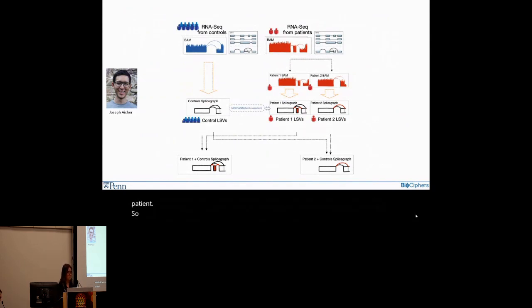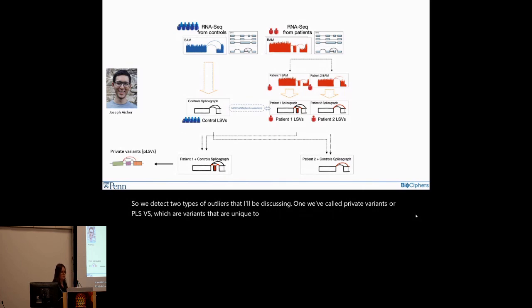So we detect two types of outliers that I'll be discussing. One we've called private variants, or PLSVs, which are variants that are unique to the patient. And the other is outlier variants, or OLSVs, which are variants where the junctions are the same, but the psi is different, so the usage of the junctions is different.